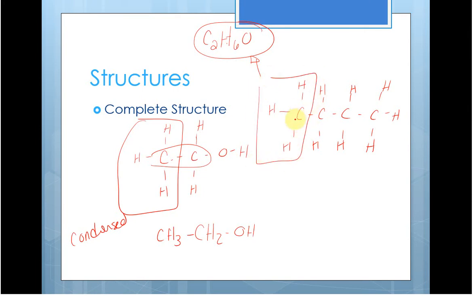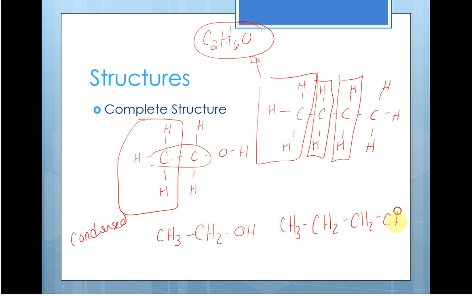So the condensed structure of this is going to be C, which is bonded to 1, 2, 3 hydrogens, and also bonded to this carbon, which is bonded to 2 hydrogens, which is bonded to this carbon, which is bonded to 2 hydrogens, and this carbon, which is bonded to 3 hydrogens. Now guys, I'm drawing the dashes in here just to give myself some space, make it so that it's neat. My writing is not always the prettiest.